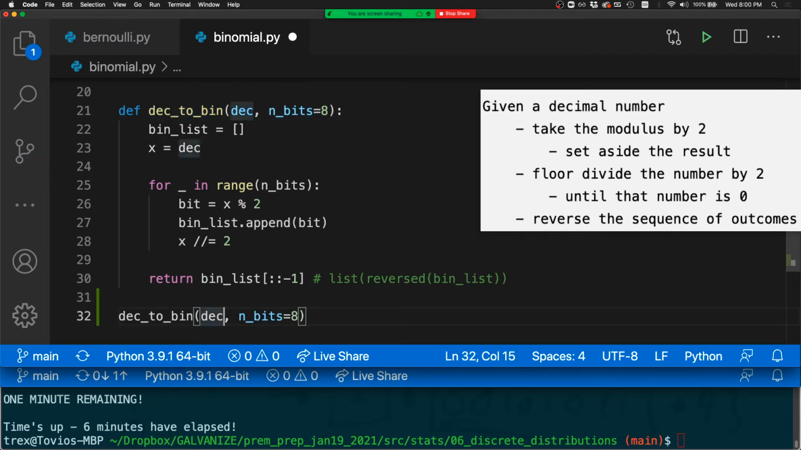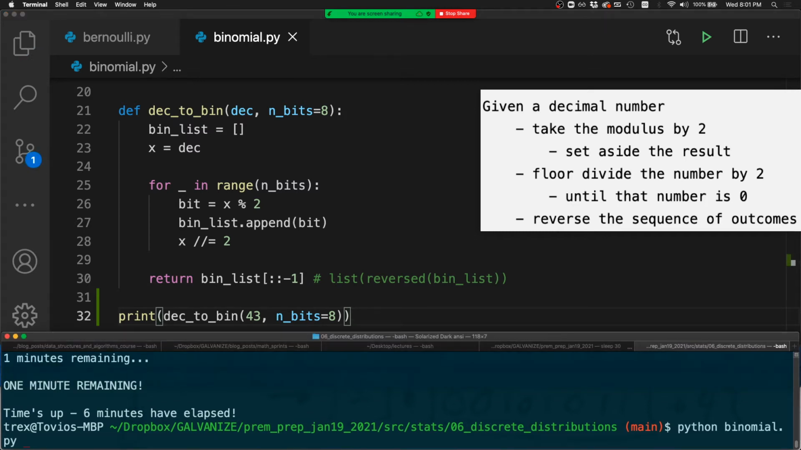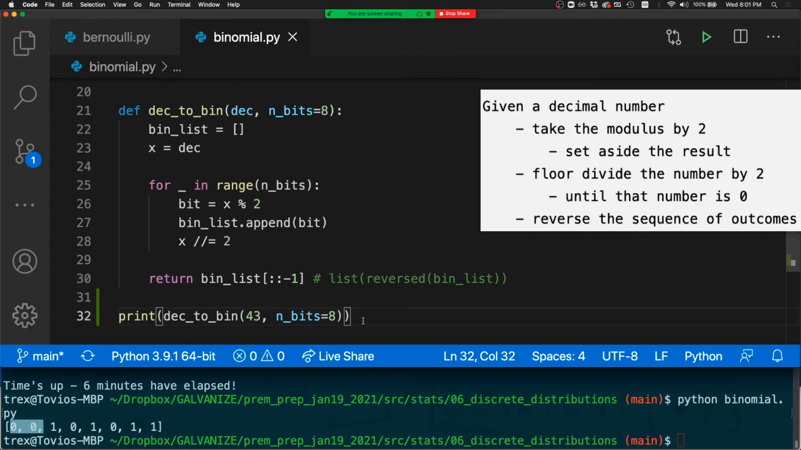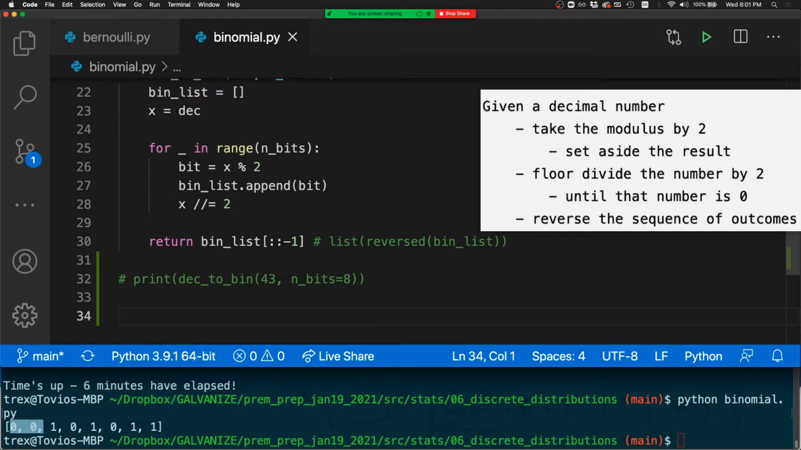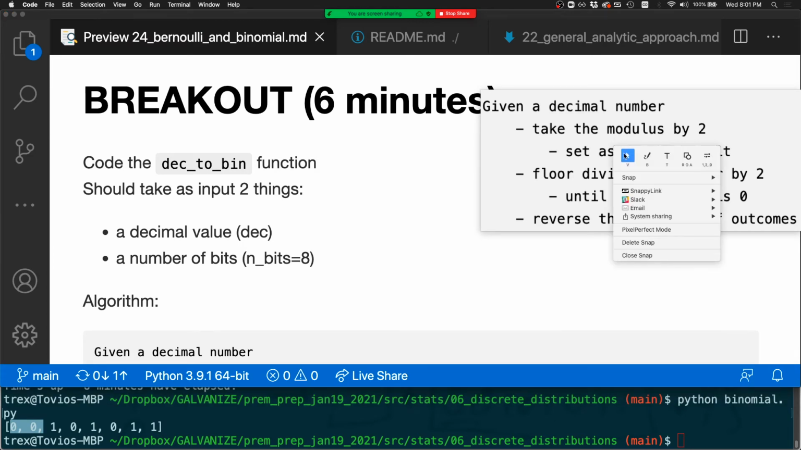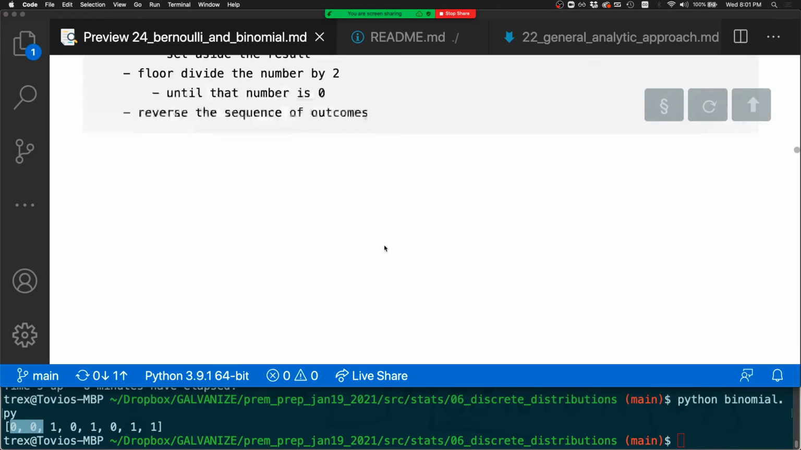Okay, so let's call dec to bin of 43, since that's the number that we were looking at by hand. And let's see if that worked. So 101011, right? That's 43, and then we've got 2 zeros of padding. So that's where we're starting in this exploration of binomial. Let's see where this goes.